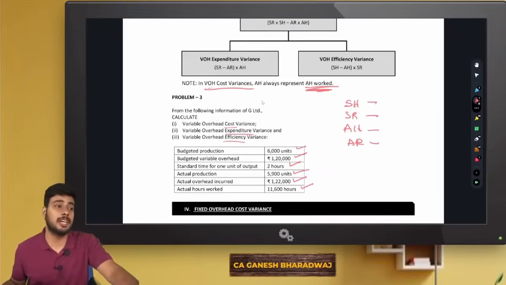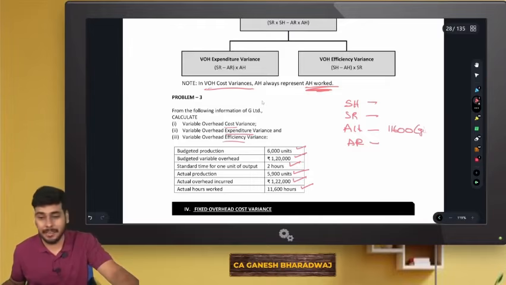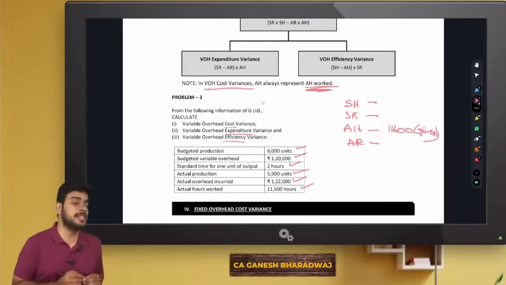What figure am I going to tell you? Actual hours. Very excellent guess. So, actual hours 11,600. How did we know? It's given. Fine. Other 3, do it and tell me in the next 30 seconds.